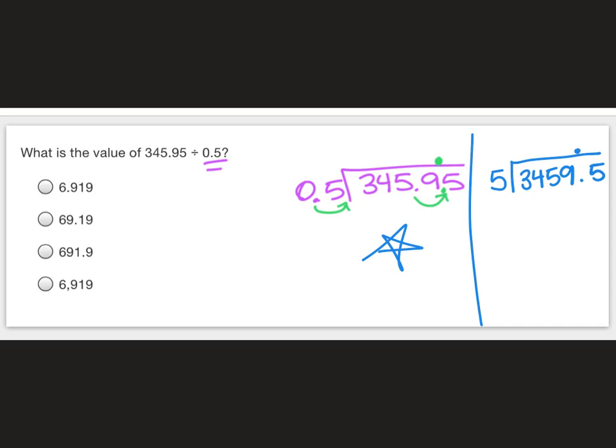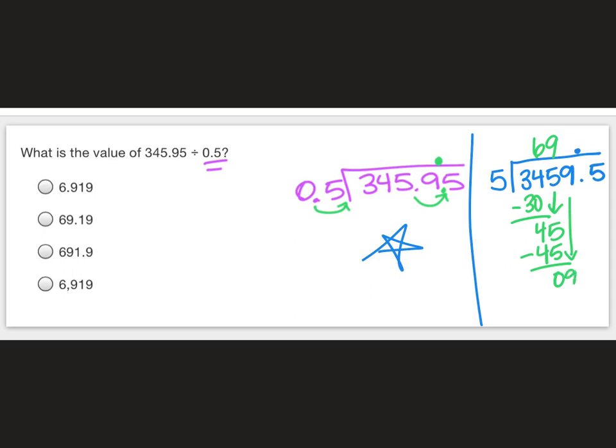All right, so we're going to start dividing like normal. 5 into 3, obviously not. 5 into 34, it can go 6 times. That would be 30. We're going to subtract and get 4. Bring down your 5. 5 can go into 45 9 times. That actually gives you 45, so you have 0 left over.